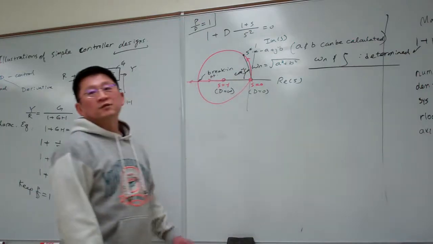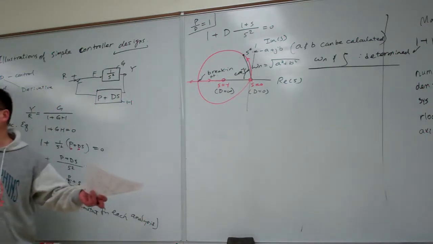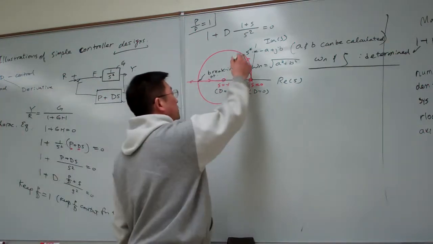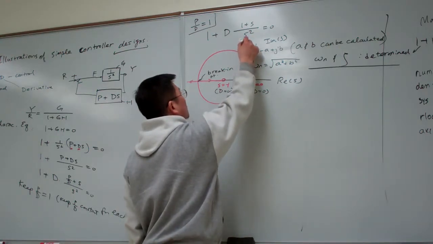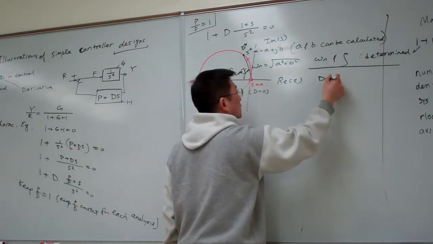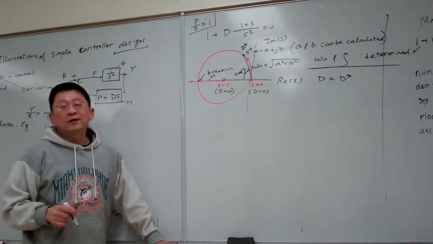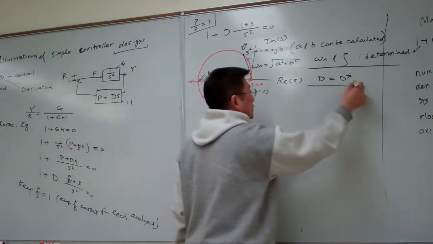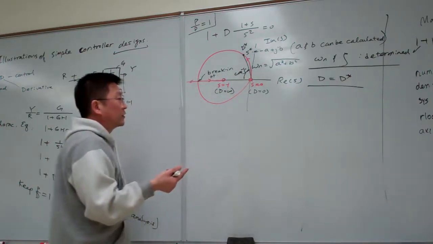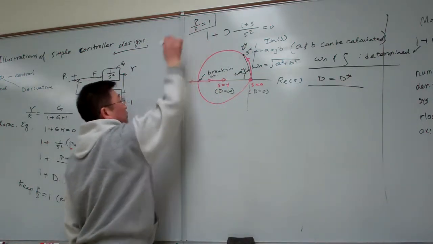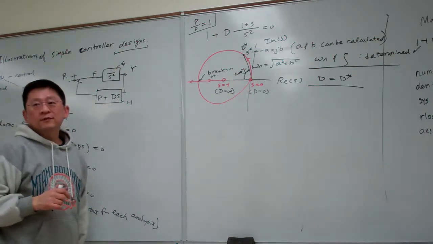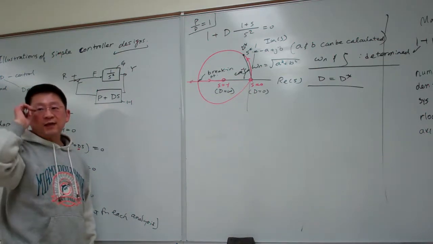Once omega n and zeta are determined, then you can also determine the corresponding D star value, D equal to D star at this particular point. So from there you determine the D star, and that is the value of D. Once you have D, then you know the P. So that is one complete analysis.